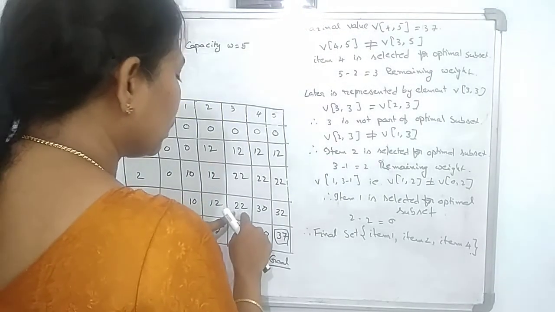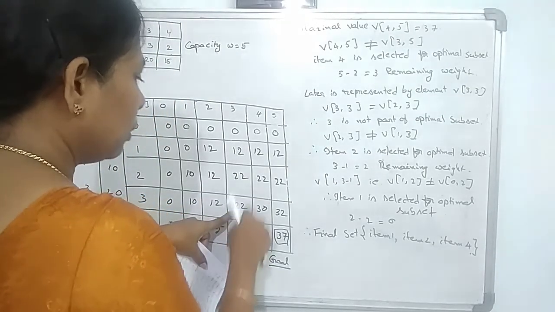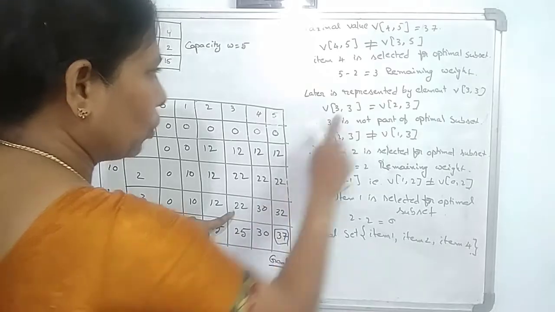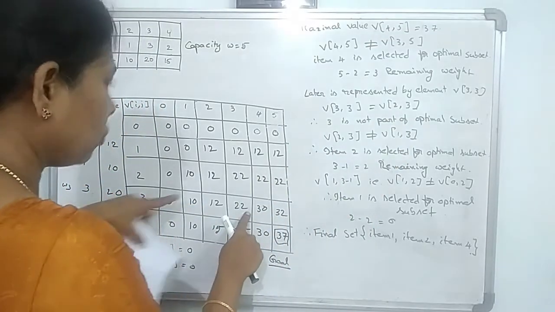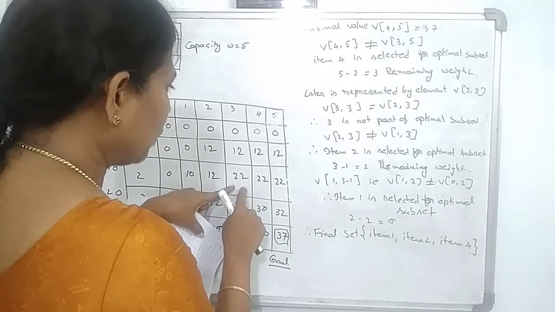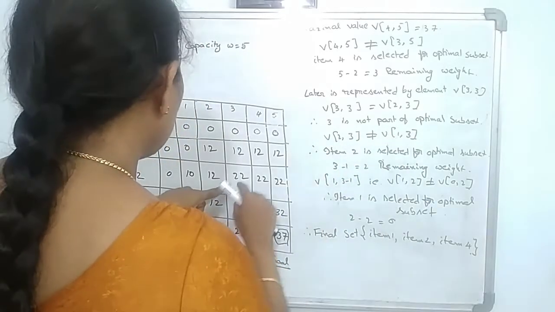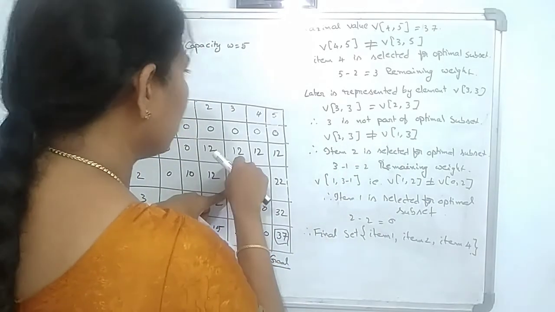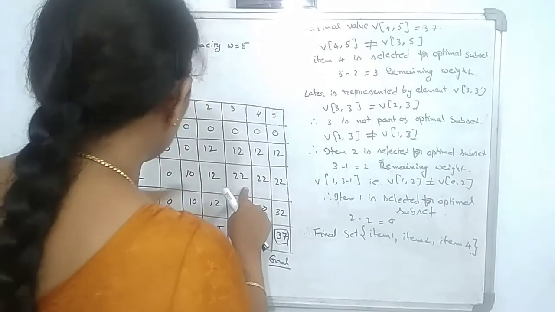So now again you can compare this 22 with the upper value. The upper value means V(2,3), and 22 and 22 are both the same. If both are the same, at that time we cannot select the item 3. So now we can go to item 2. Now compare this item 2: V(2,3) and V(1,3). V(2,3) is 22 and V(1,3) is 12. So 22 is not equal to 12. If it is not equal, then we can select the item 2.